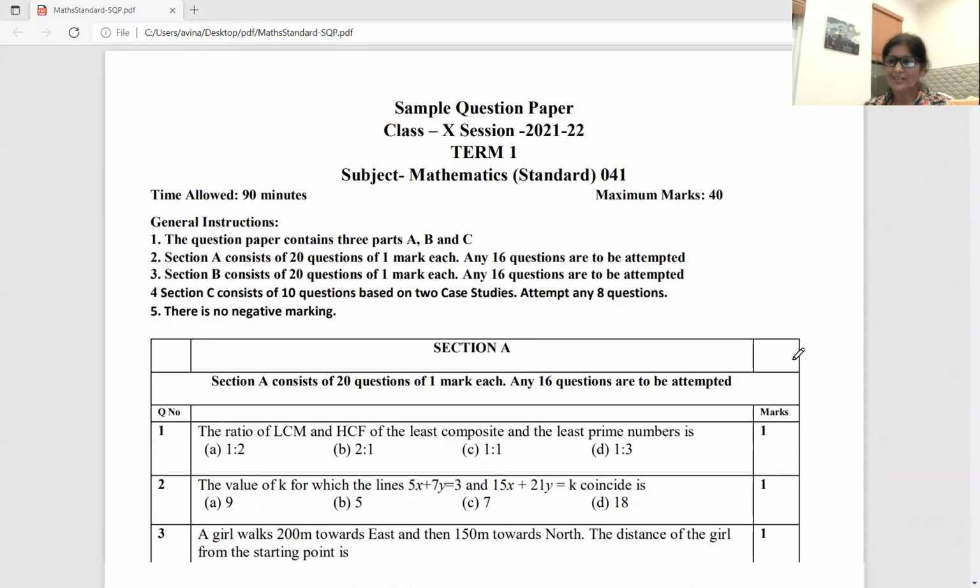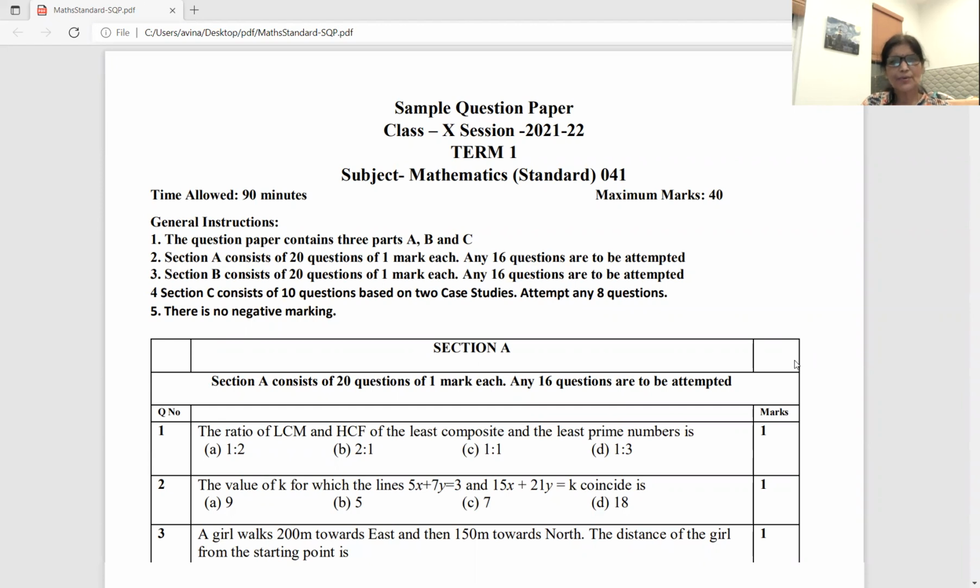We will solve the sample paper today. I'll simplify only the objective questions up to question number 20. So here, first we should know the pattern of the question.